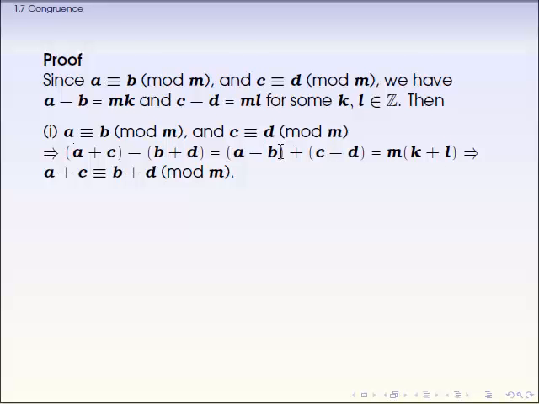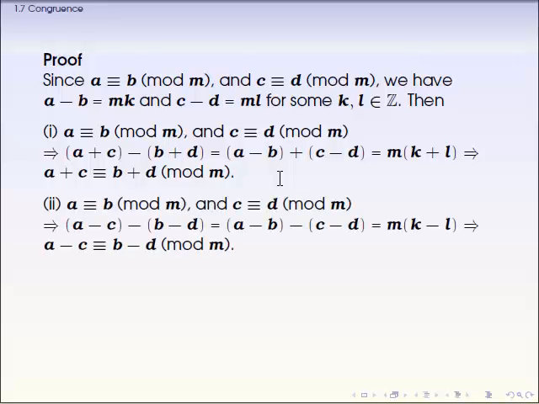Then the form looks like this: the left hand side is a multiple of m. So by the definition, because this subtraction is a multiple of m, right? Altogether we can say a plus c is congruent to b plus d modulo m. So that's the conclusion of the first case.